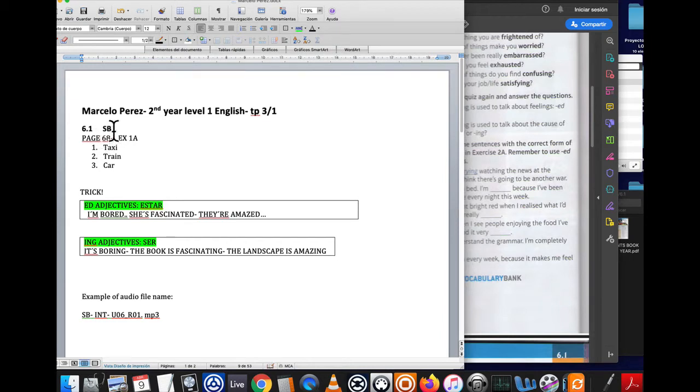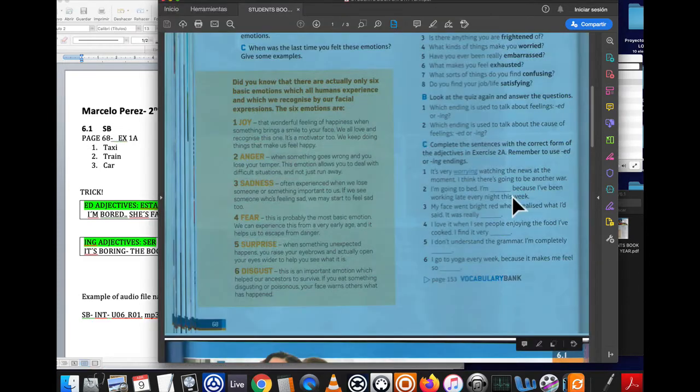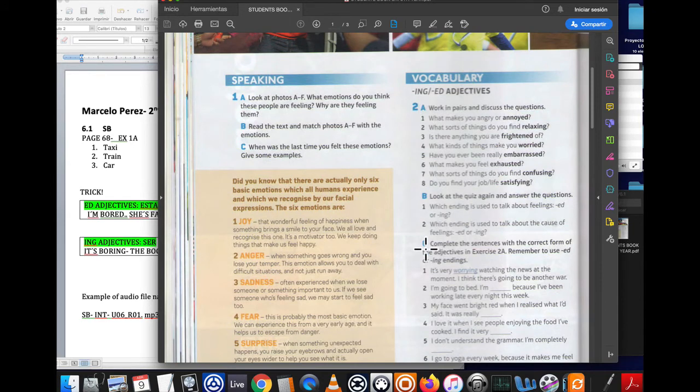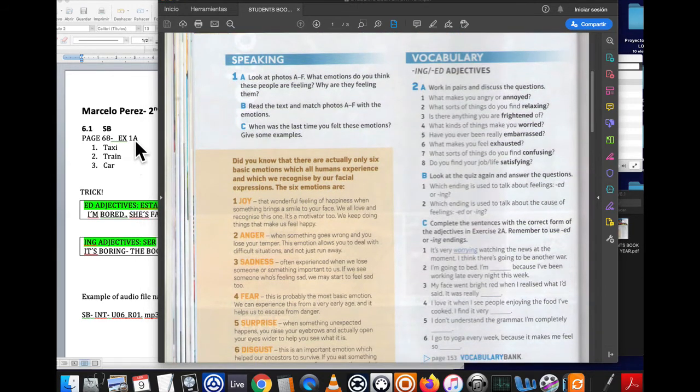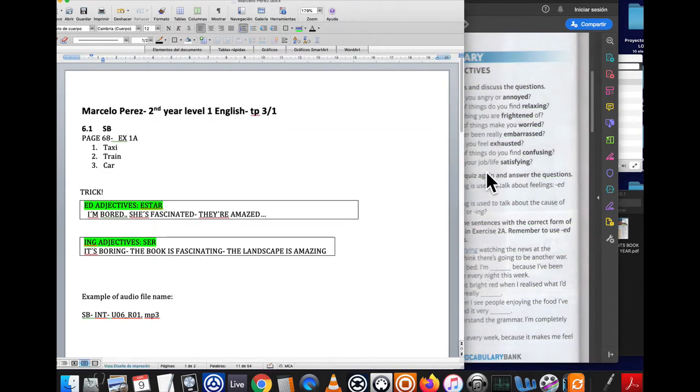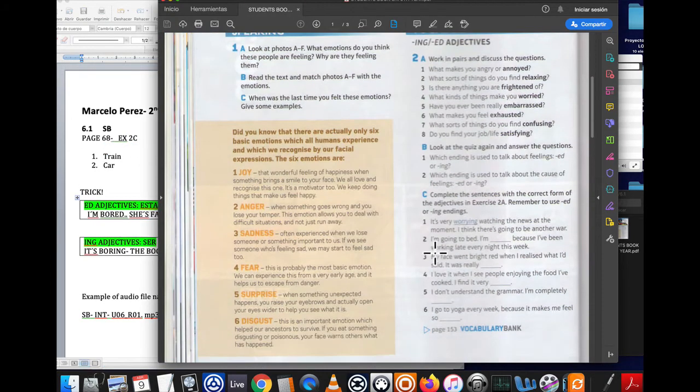And it says student's book. SB means student's book. Whenever you see WB it means workbook. So you write down 6.1 student's book, page 68, exercise 2C. Yes. So you write exercise 2C here, and then it says complete the sentences with the correct form of the adjectives in exercise 2A. Here we put 2C and they put number 1, worrying. I'm going to bed. I'm because I've been working late every night this week. So I'm tired.